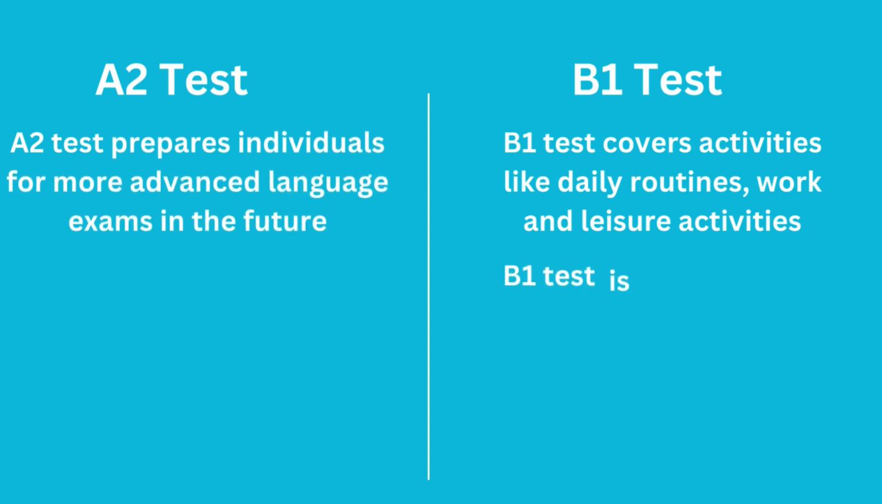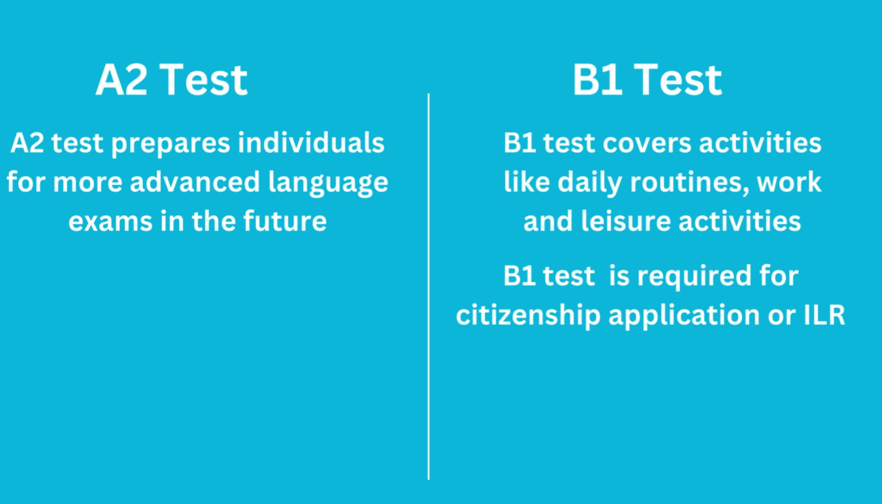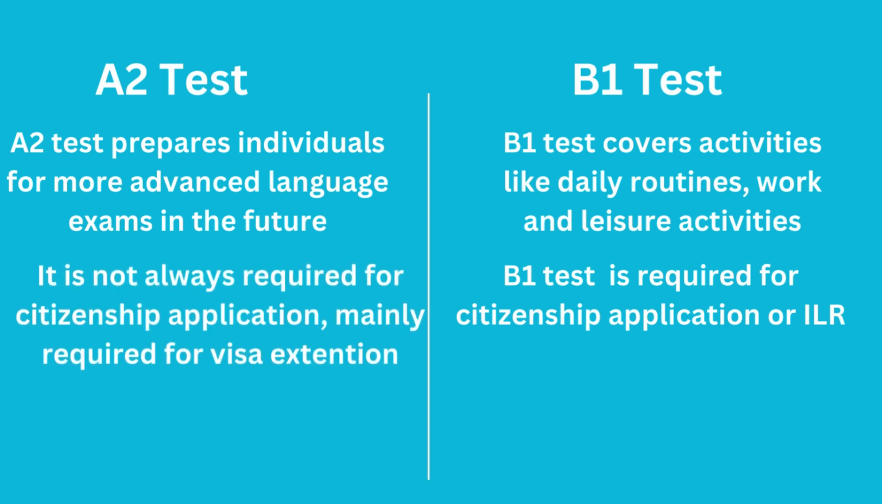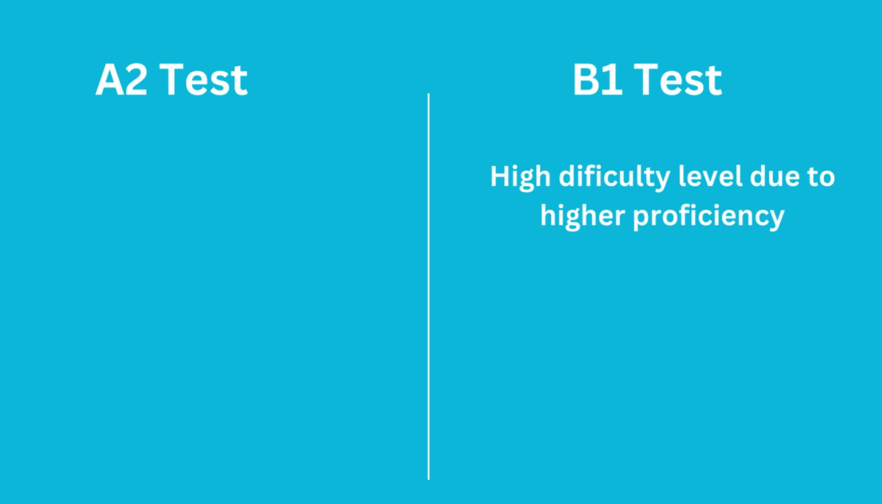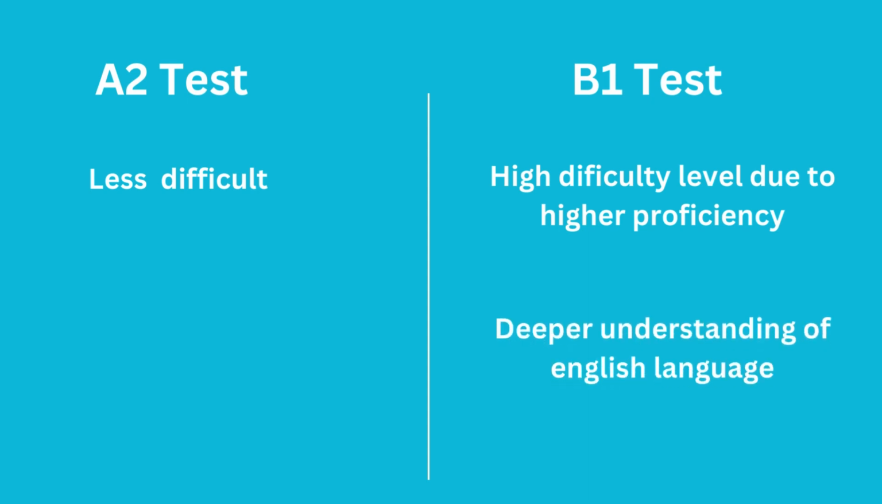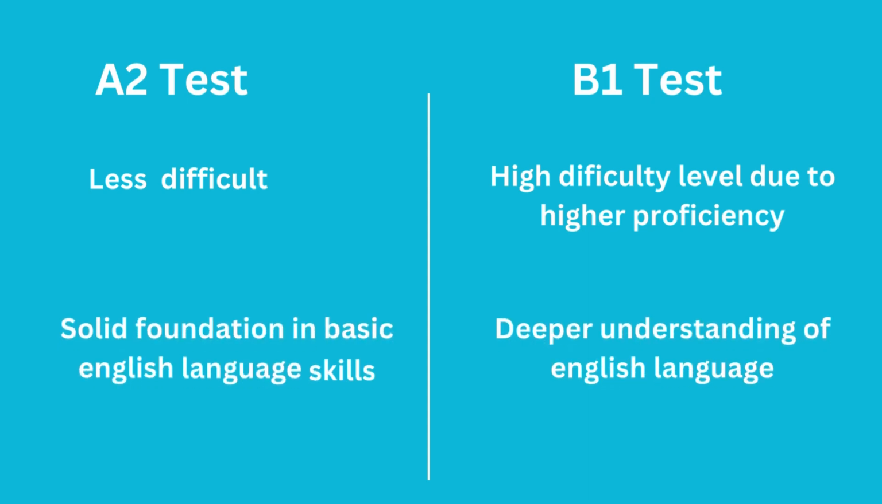The B1 test is typically required for citizenship applications or ILR. While the A2 test is not always required for citizenship applications, it is mainly required for visa extension. The B1 test is required for employment in certain industries, while the A2 test serves as a milestone for language proficiency. The B1 test has a higher difficulty level due to higher proficiency, while the A2 test is less difficult compared to the B1 test. The B1 test demonstrates a deeper understanding of the English language, while the A2 test provides a solid foundation in basic English language skills.